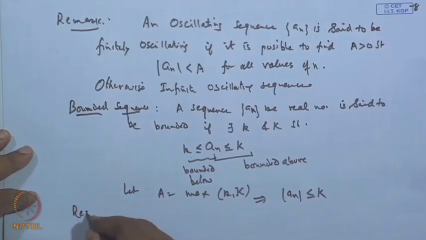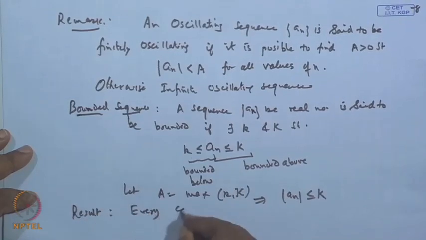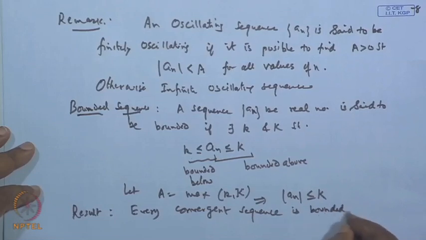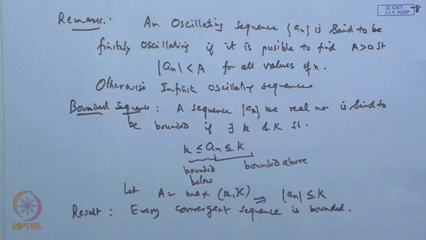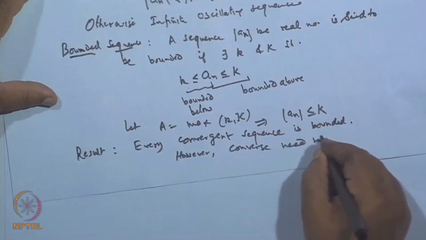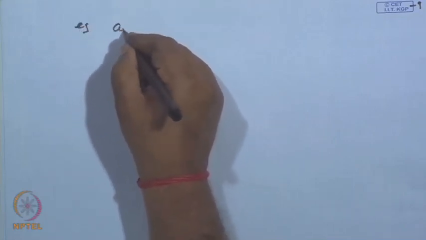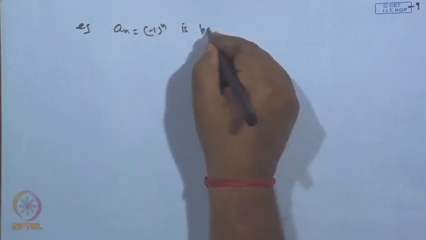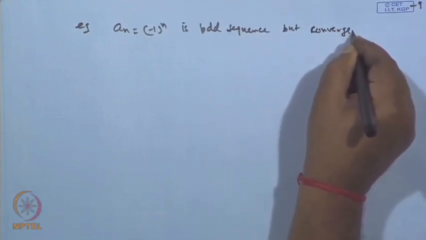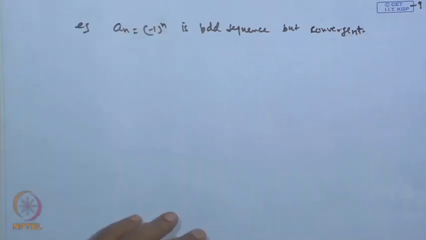Every convergent sequence is a bounded sequence, which we have seen. The result is that every convergent sequence is bounded. What about the converse? Can you say every bounded sequence is convergent? The answer is no; the converse need not be true, because if you take the example of the sequence A n equal to minus 1 to the power n, this is a bounded sequence but not convergent.